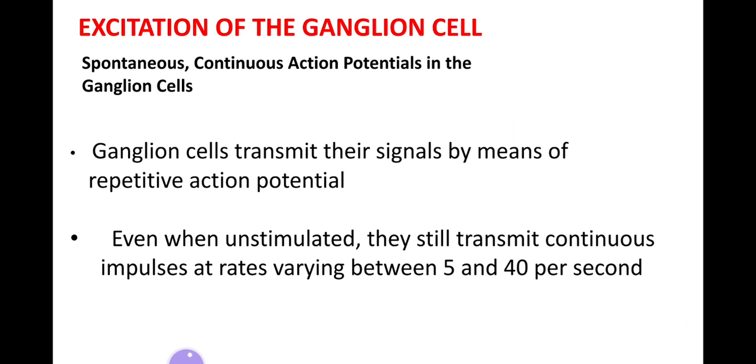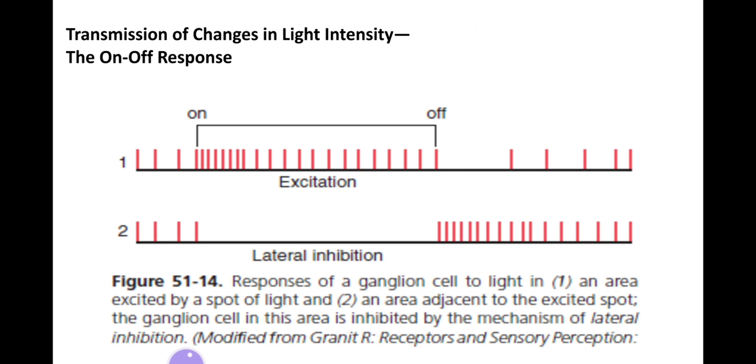Next, how the excitation of the ganglionic cells takes place. Ganglionic cells transmit their signals by means of repetitive action potentials. Other than the ganglionic cells, other cells do their work by electrotonic conduction. Even when the ganglionic cells are unstimulated, they still transmit continuous impulses at a rate of between 5 to 40 per second. This picture shows the working of the ganglionic cells.